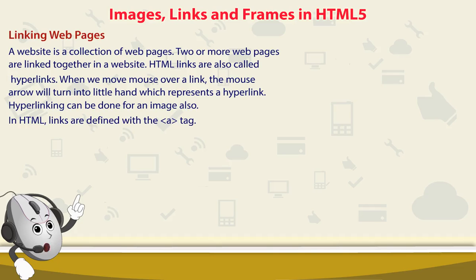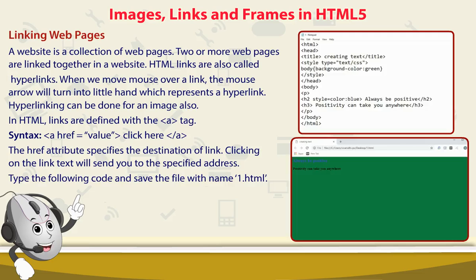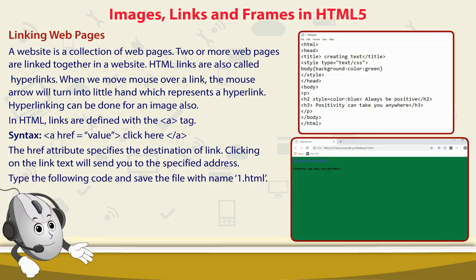In HTML, links are defined with the A tag. Syntax: a href equal to quote-unquote value, Click here, /a. The href attribute specifies the destination of the link. Clicking on the link text will send you to the specified address. Type the following code and save the file with the name 1.html.